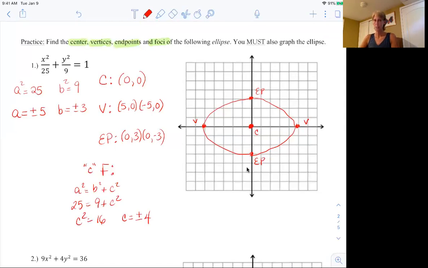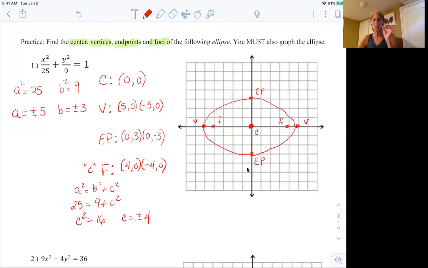The foci are always going to move in the same direction as the vertices. Okay, they're going to lie on that major axis. So I'm going to move from my center out 4 units. That's a foci. In the opposite direction, 4 units, that's a foci. I'm going to identify my ordered pairs or my coordinates, 4, 0, negative 4, 0. And there we have it. Okay, we've completed one problem.